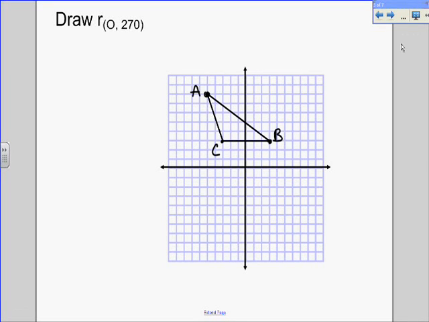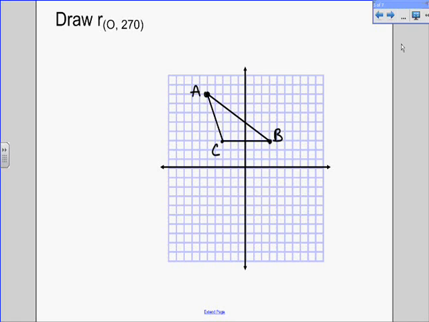So what we're going to look at in this video is 3 examples of questions that we could see related to our transformations. So the first thing I'm asking you to do is to draw this rotation around the origin of 270 degrees. So what I want to do is to figure out what my new points A prime, B prime, and C prime will be by figuring out what happens to A, B, and C.